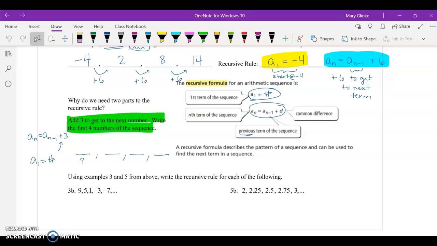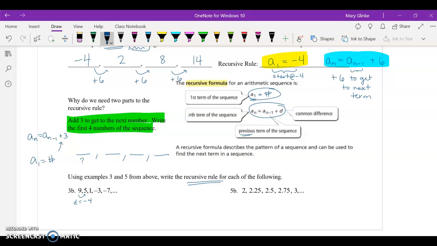Everyone, so we're going to go ahead and dive on in to finishing the notes here. We're going to write the recursive rule for 3b and 5b from up above. We're stealing the same examples. So from up above, we had determined that our common difference was -4 for example 3b.